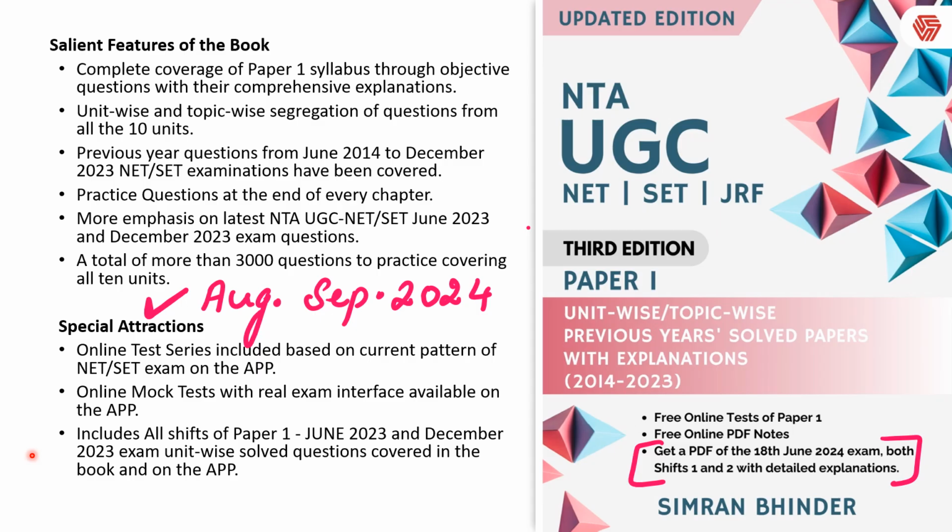एंड देयर इज ऑनलाइन टेस्ट सीरीज ऑल्सो. ठीक है, जिससे आपकी प्रॉपर प्रैक्टिस हो जाएगी फॉर पेपर 1. सो नो नीड टू वरी एट ऑल. प्लस I have also provided you PDF of 18th June. जो 18th June 2024 को एग्जामिनेशन हुआ था, जो कैंसिल हुआ था, उसके दोनों शिफ्ट्स, both shifts 1 and 2, free PDF notes are provided to you with detailed explanations. तभी मज़ा आएगा आपकी प्रिपरेशन का.